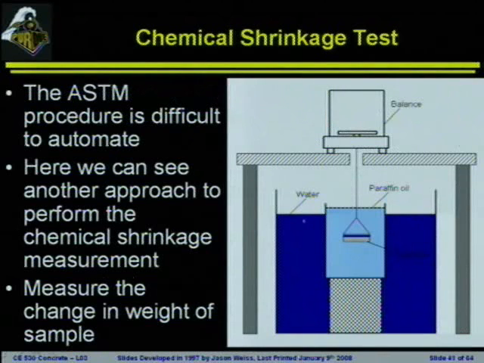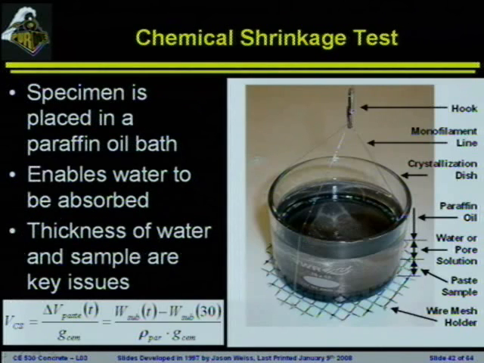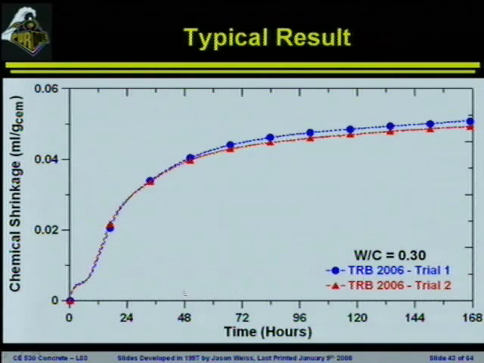You could also do this in an automated fashion, and here I'll show you a little bit of a picture. This is a cement paste that's being suspended from a balance. The basic idea is the cement will become more dense as it reduces in volume, and you can measure the change in buoyancy of the system. Here's a picture that's a little bit closer, where you've got the cement paste at the bottom. It's going to have a thickness of water on the top, and then the whole thing is going to be placed in paraffin oil.